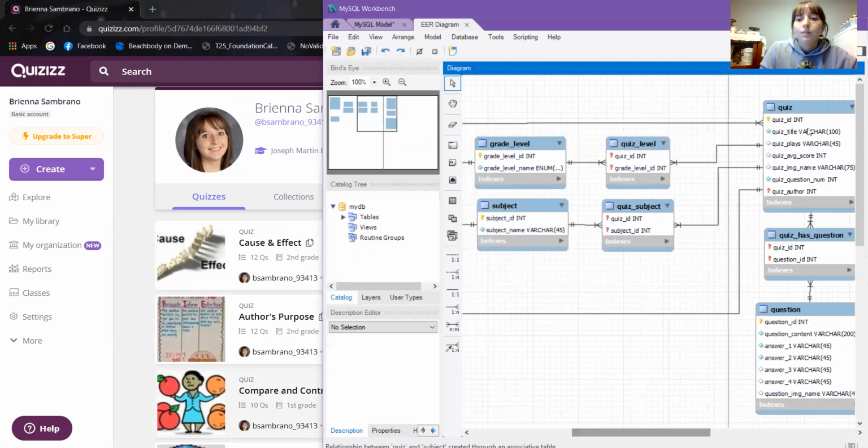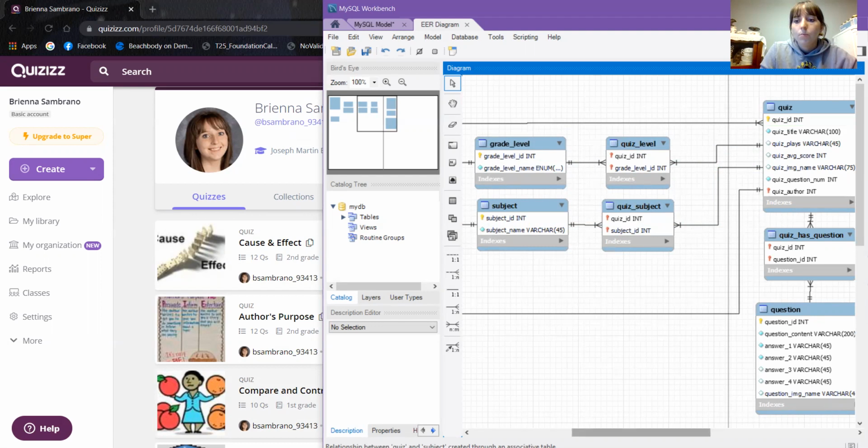For the quizzes, same kind of idea. A quiz could be available for many grade levels. For example, most of the ones that I created were for 1st to 3rd. And the grade level can be linked to many quizzes. So it's resolved with that linking table, quiz level. Then we have the subject for the quiz as well. A quiz can cover many subjects. Subjects could be on many quizzes, so our linking table is the quiz subject.